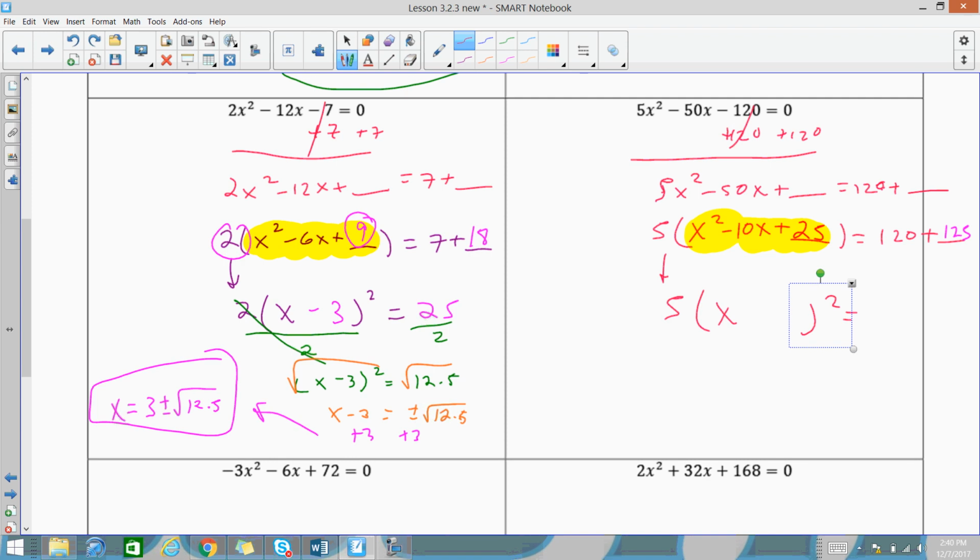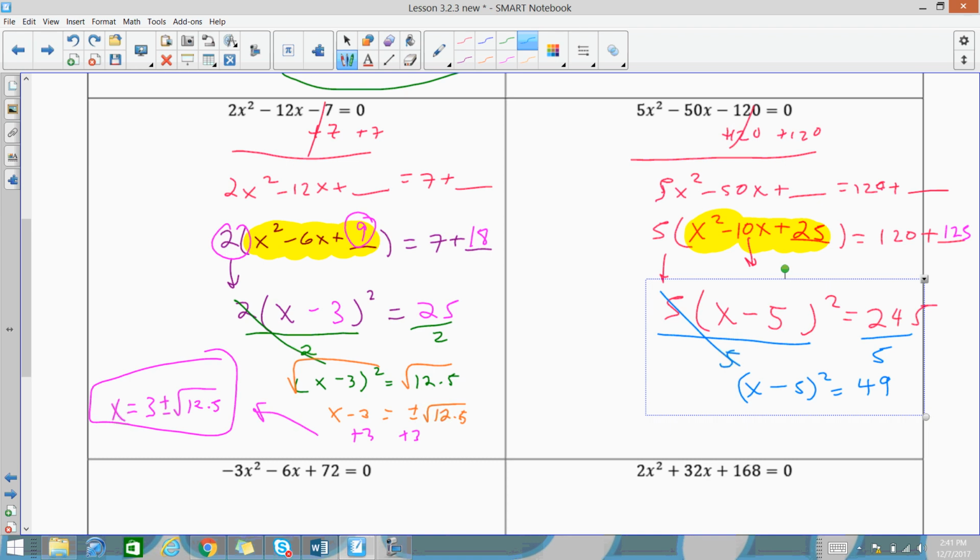And we've got to figure out our binomial squared. Because our b is negative 10, our binomial is going to be x minus 5, because you just divide b by 2. Now on the right side, 120 plus 125 is 245. All right, and now we continue to solve. We're going to solve by taking the square root. We're first going to divide by 5, because you can't take the square root yet. We're left with x minus 5 squared equals 49, because 245 divided by 5 is 49.